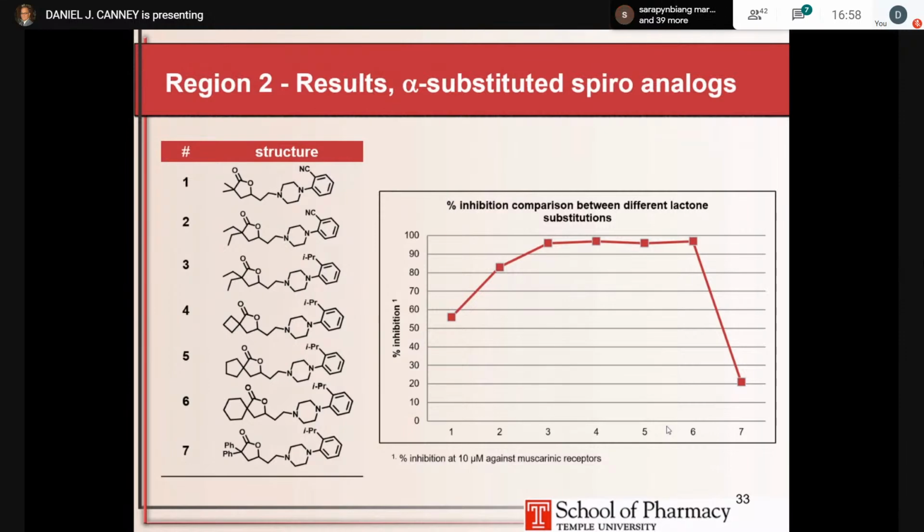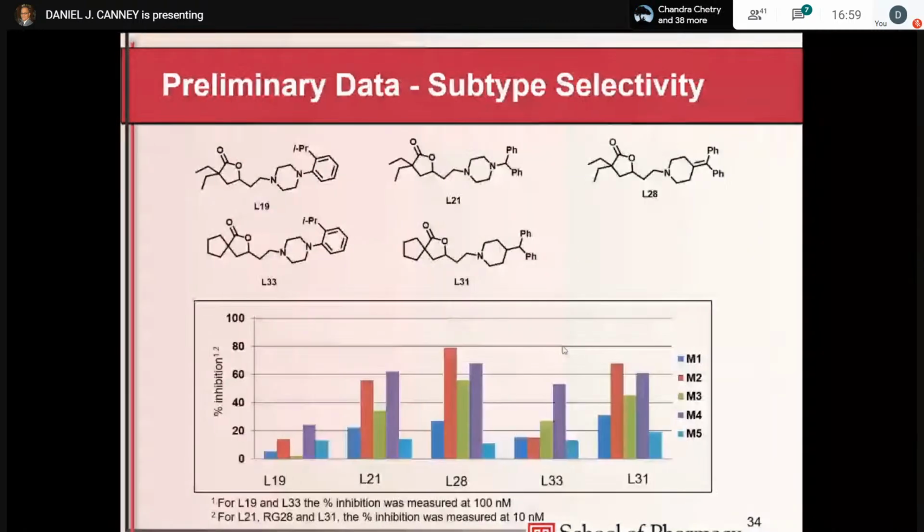And this is just a percent inhibition of those different compounds. And you can see that as we go from the diethyl, which is what we started with, this diethyl substituted lactone with the isopropyl at the ortho position, that and these other spiro derivatives all kind of max out. The only one that doesn't bind very well at all is the diphenyl derivative, compound 7, which just didn't bind very well.